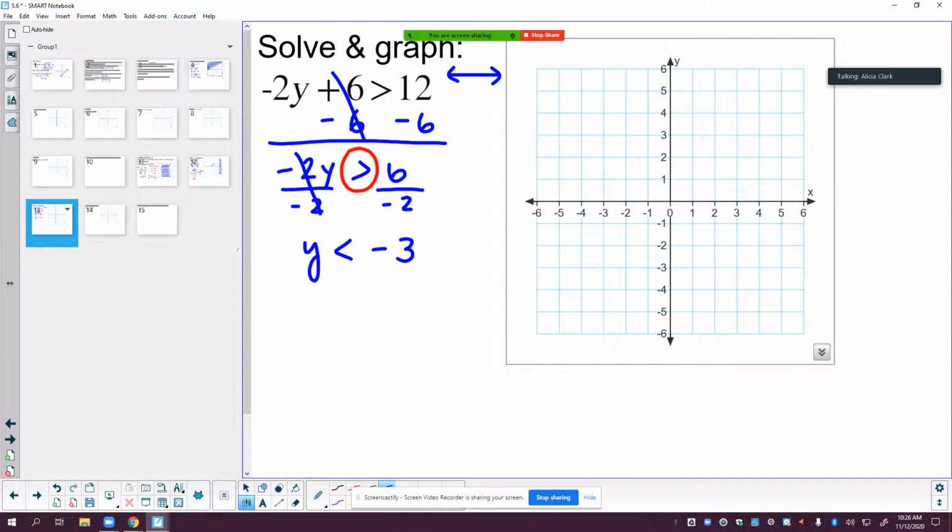On the y-axis, I'm going to go to negative 3. This is going to be a horizontal line, and I'm always going to double check and see what kind of inequality I have. This is going to be a dashed line going through negative 3, just like this.